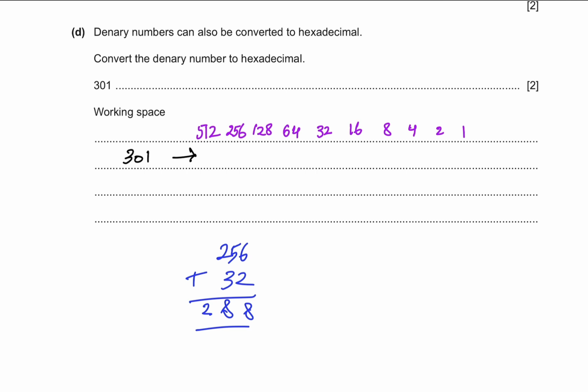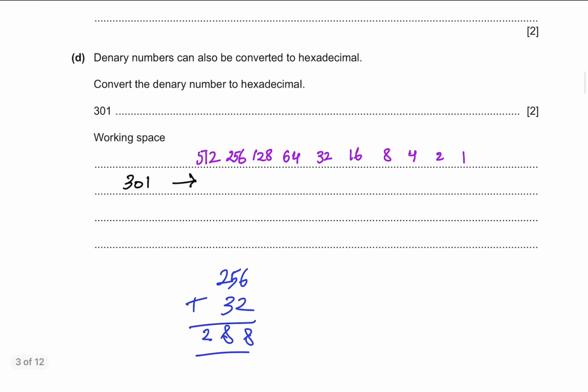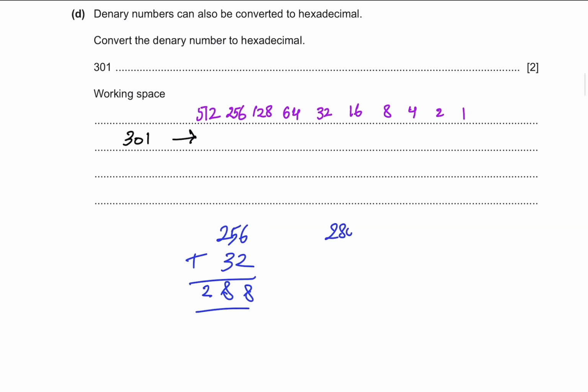So 288 plus, let's say 8 and 4 plus 8. So 2 8 is 16 and 9 is 296. 296 plus 4 is 300, and then just 1.